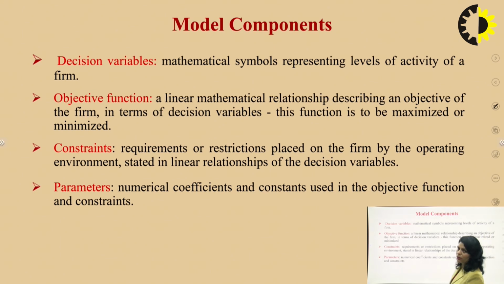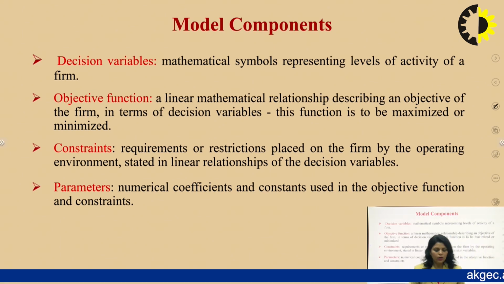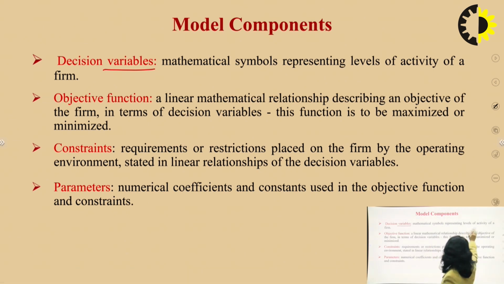Now we come to the model components. There are different components associated with linear programming. First, we will see the decision variables. What are decision variables? These are the mathematical symbols representing the level of activities of a firm. Different types of activities are involved in a firm, and the level of these activities will be decided by the decision variables.